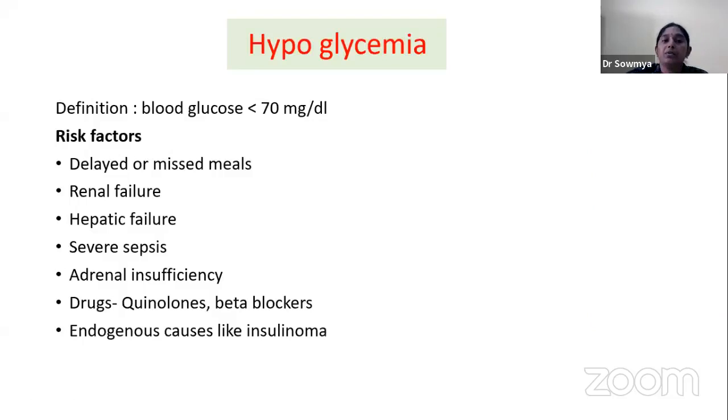So coming to the hypoglycemia part. Hypoglycemia is very important. So what is the definition of hypoglycemia? If the blood glucose is less than 70, it is considered hypoglycemia. If there are neuroglycopenic symptoms like coma or seizures, then the condition is called severe hypoglycemia. So what are the risk factors? Delayed or missed meals, renal failure, liver failure, severe sepsis, adrenal insufficiency, quinolones, the patient being on beta blockers, and endogenous causes like insulinoma. All these are risk factors for hypoglycemia.